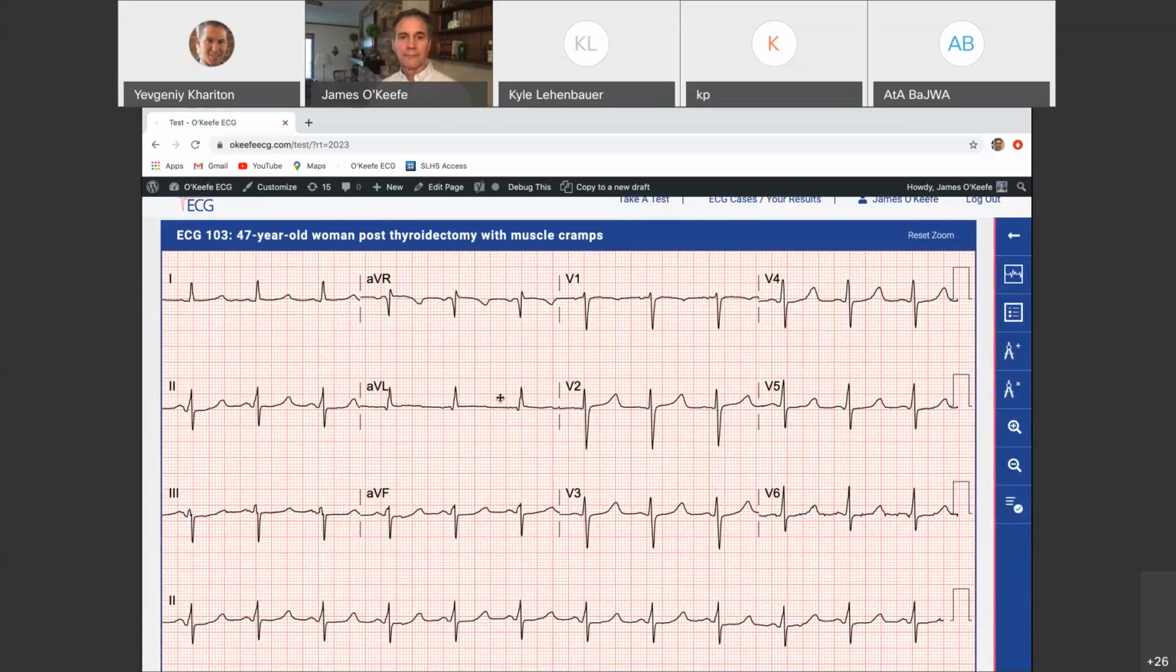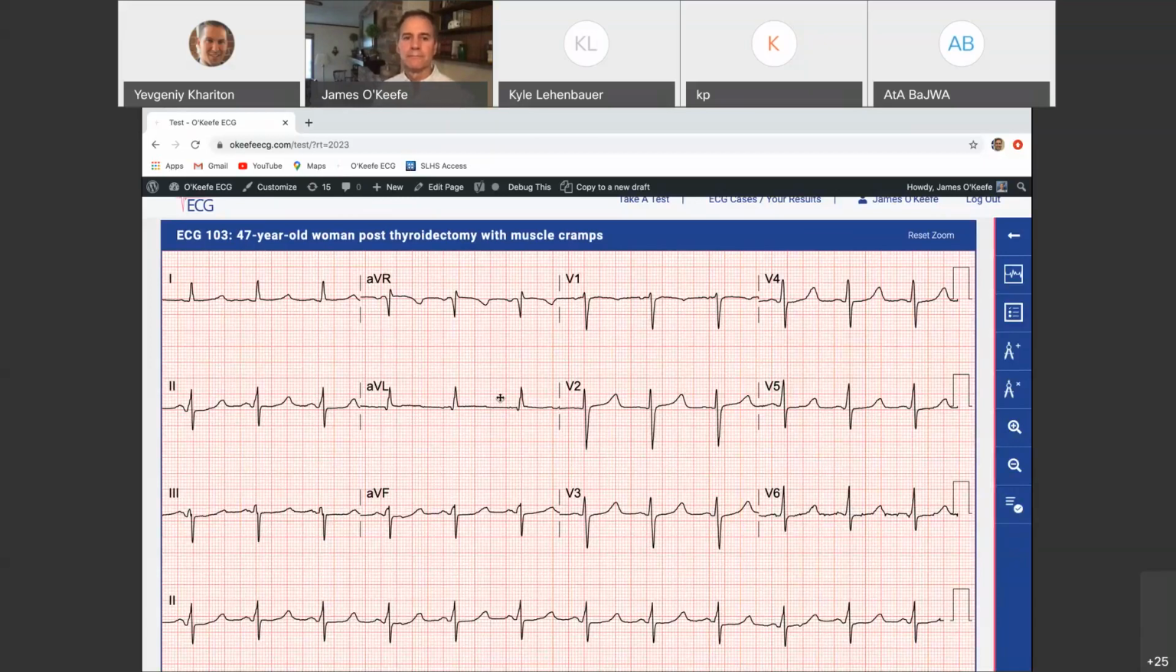So I can take a shot at this one. Okay, so there's sinus rhythm, and I think the QT interval is prolonged. Yeah, and I think the stem gives me a clue.